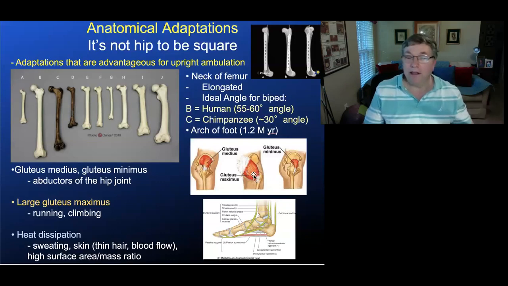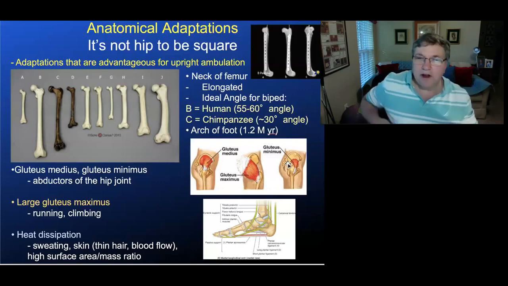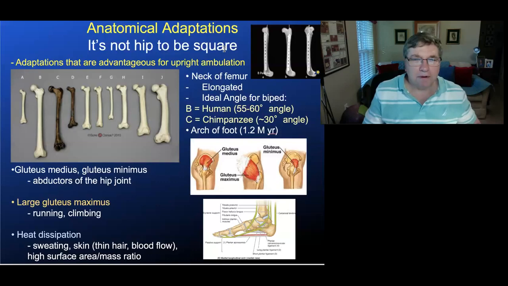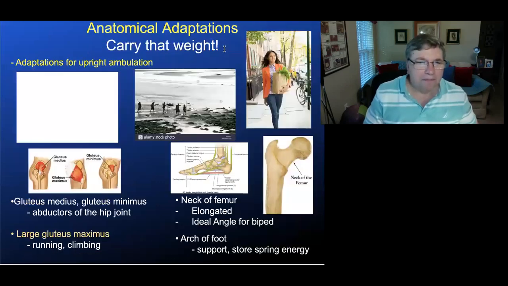But in reality, the gluteus maximus is supposed to be maximus. How does that help us? Well, it helps us in running. It helps us in climbing, whether it's climbing a hill, climbing a set of stairs, going over rough terrain. This is where the gluteus maximus helps. And remember, the gluteus medius and minimus are there for hip abduction. They're the only thing between you and the ground when you take a step.